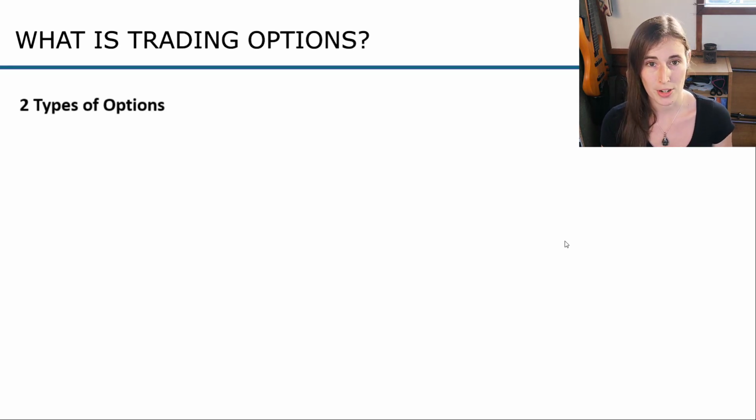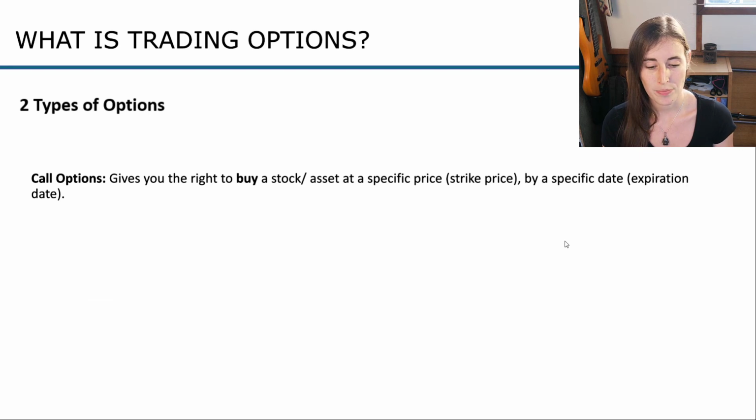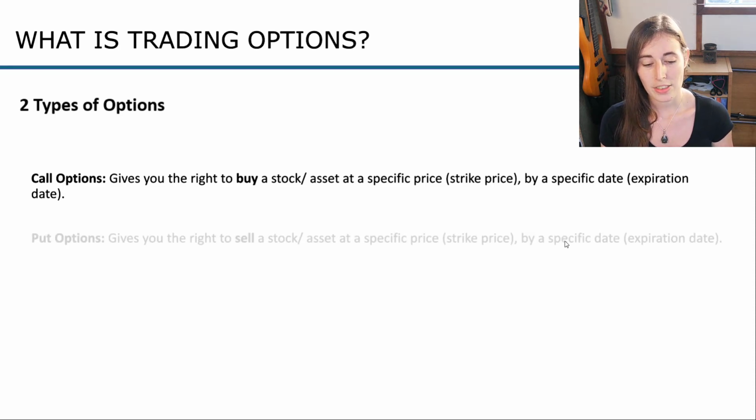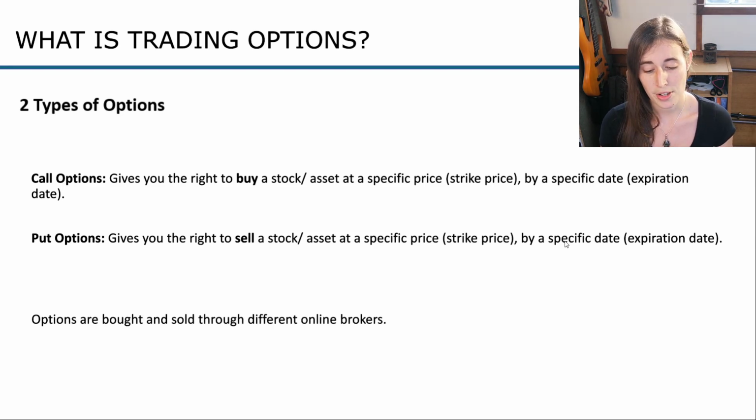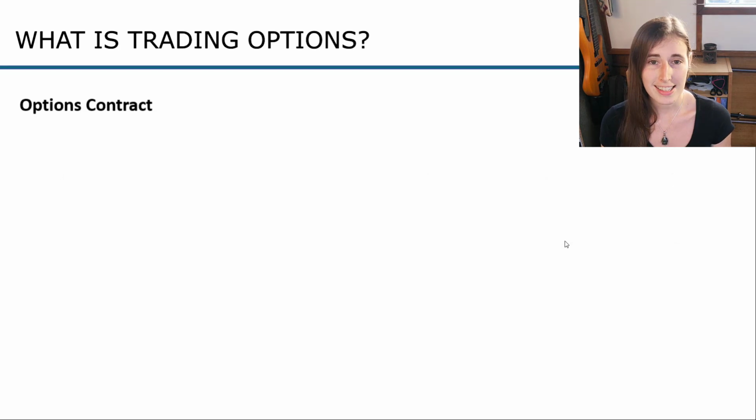There are two types of options. Firstly, there are call options. Call options give you the right to buy a stock or an asset at a specific price, which is also known as a strike price, by a specific date, which is also known as the expiration date. And then there are put options. Put options give you the right to sell a stock or an asset at a specific price by a specific date. Options are bought and sold through many different brokers online, and they are another way that you can trade the financial markets.